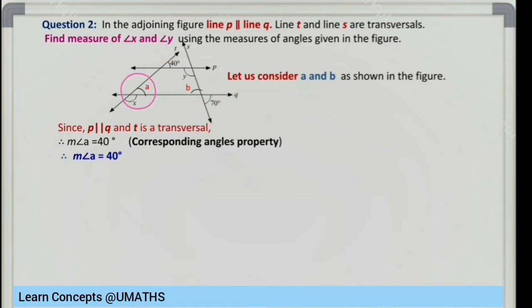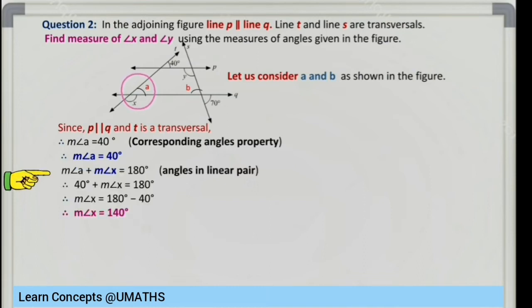Observe the figure, angle A and angle X are a linear pair. Therefore, angle A plus angle X is equal to 180 degrees. By replacing the value of A, we get 40 plus measure of angle X is equal to 180 degrees. By solving and simplifying the equation, we get X is equal to 140 degrees.